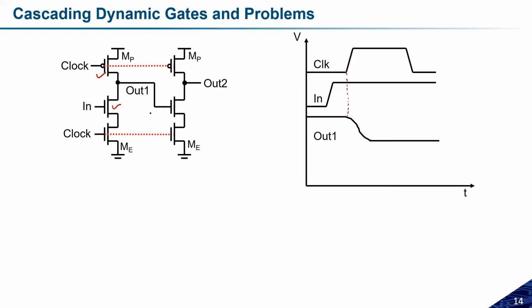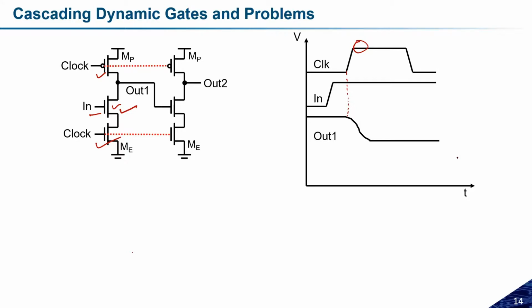Okay, it will start decreasing, because this is on, and because the clock is at logic 1, it will be in the evaluation phase. So this transistor and this transistor both will be in the on state, and if both transistors are on, output 1 will start decreasing. Okay, it will start switching the logic from high to low. So this is the perfect case.